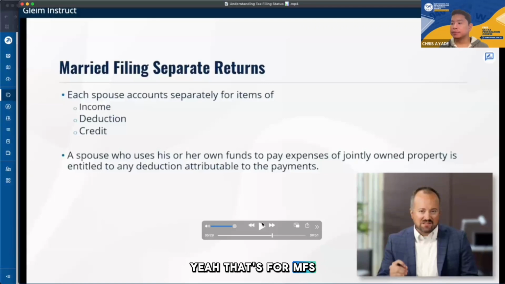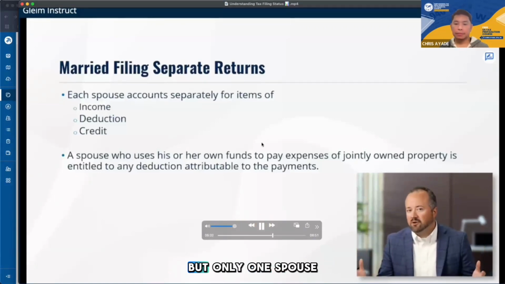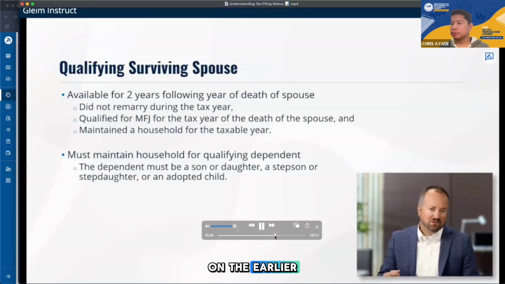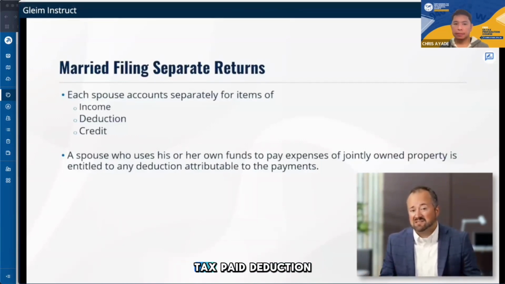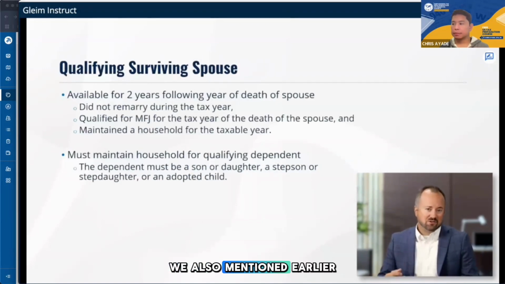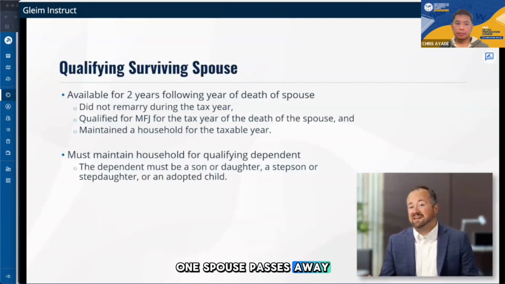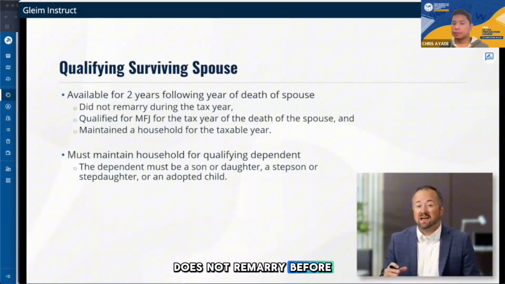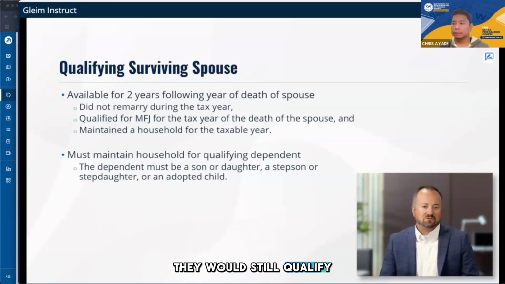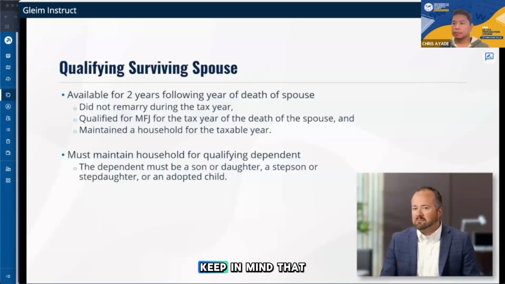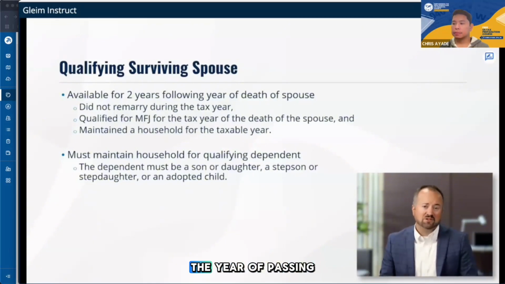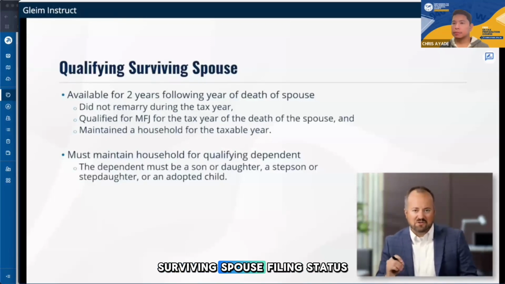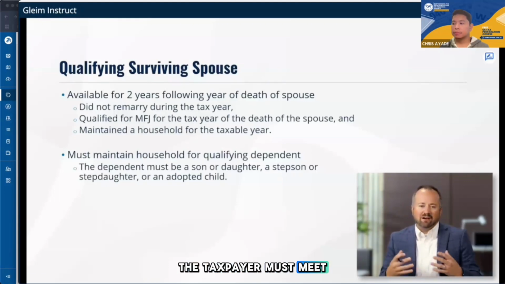Yeah, that's for MFS. Separate couple both own a home, but only one spouse pays the property tax on the home. Either spouse would be entitled to take the tax paid deduction. We also mentioned earlier that in the event one spouse passes away and the surviving spouse does not remarry before the end of the year, they would still qualify to file married filing a joint return. Keep in mind that this is for the year in which the spouse passes away. For 2 years after the year of passing, the surviving spouse may be eligible for the qualifying surviving spouse filing status. The taxpayer must meet a couple of criteria.